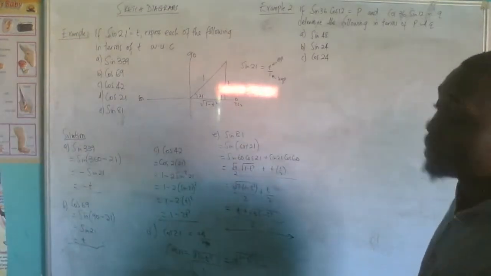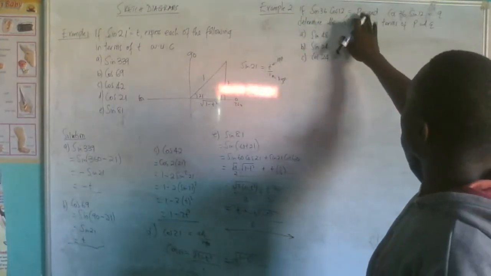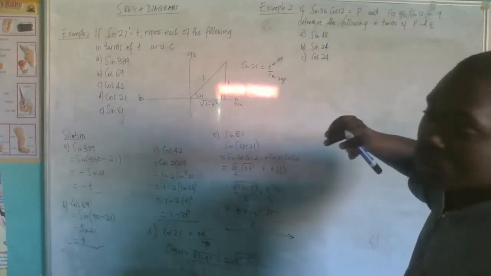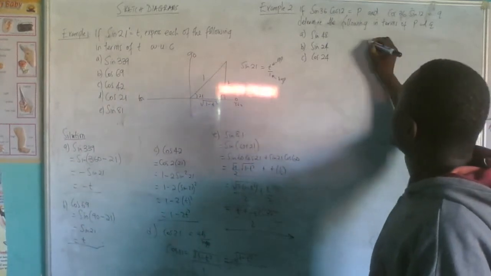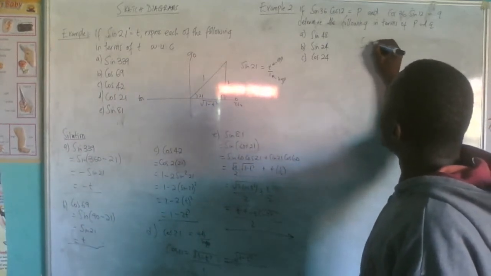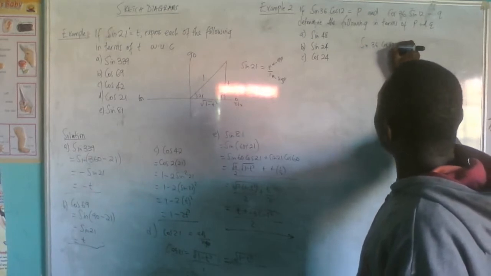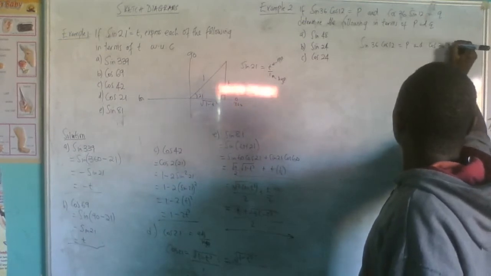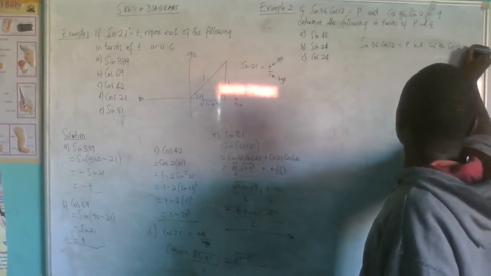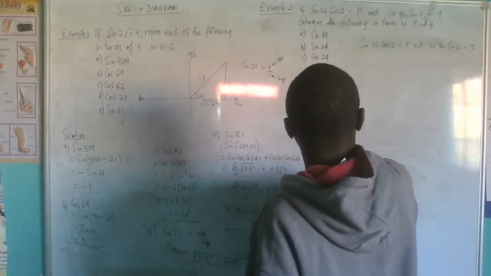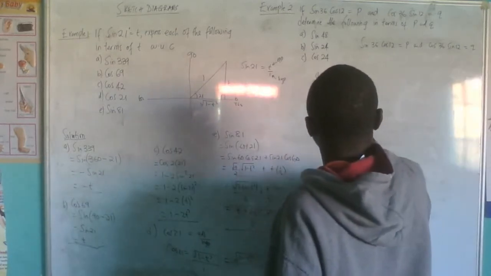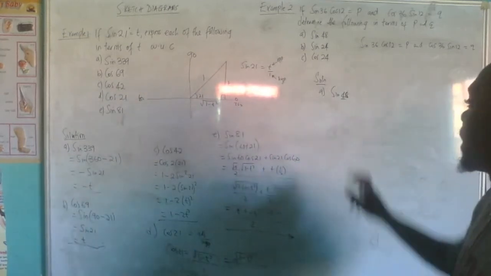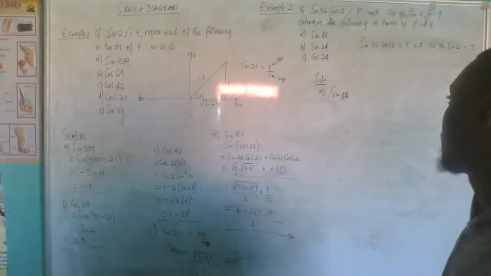The next example: if sine theta equals p and cos theta equals q, determine the following in terms of p and q. Now, the first thing that I need to do here is, let me write this down. Okay, continuing my solution. A says, so for sine 48, the first thing I need to find out is how do I get 48?